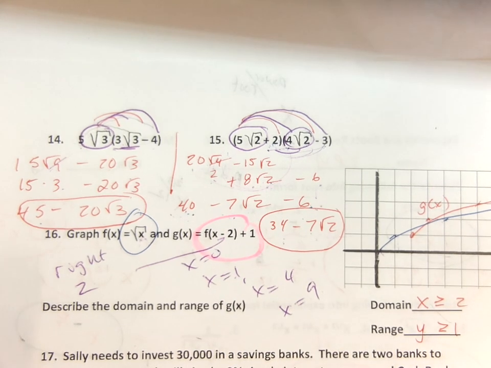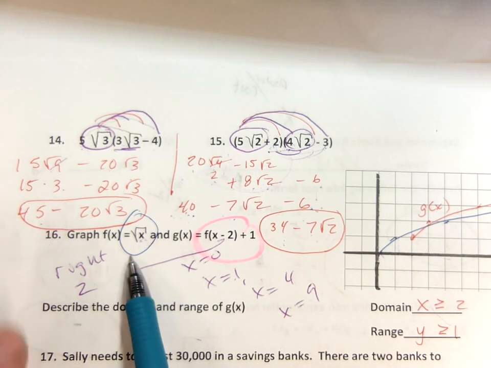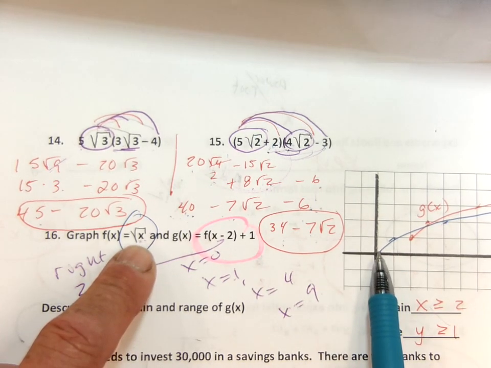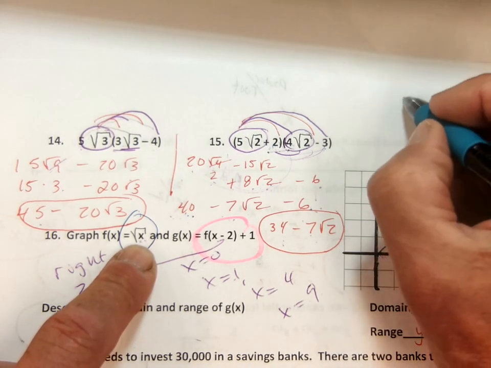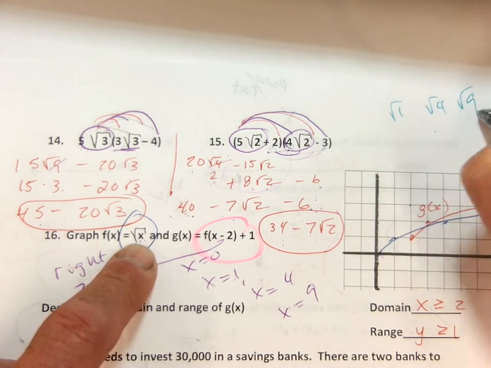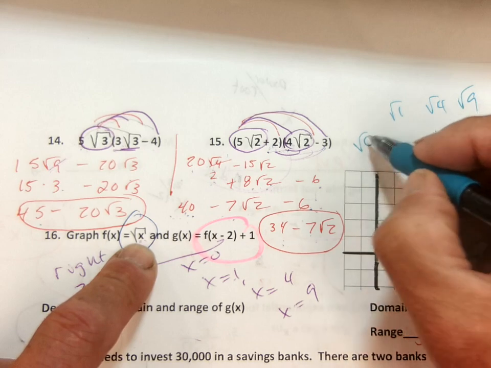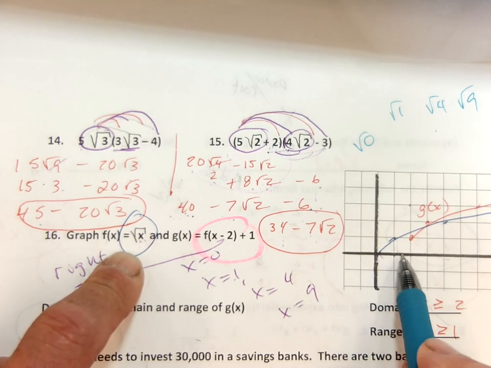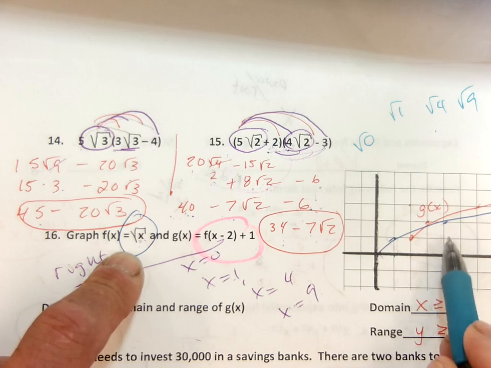Okay, all right, 16. Doing a translation. What do we do with the translation? Well, we talked about what the square root of x looks like. We did this the other day, right? We're going to square it. We always use these numbers: the square root of 0, square root of 1, square root of 4, square root of 9, because those are the best numbers. The square root of 0 is 0. Square root of 1 is 1. Square root of 4 is 2. And the square root of 9 is 3.